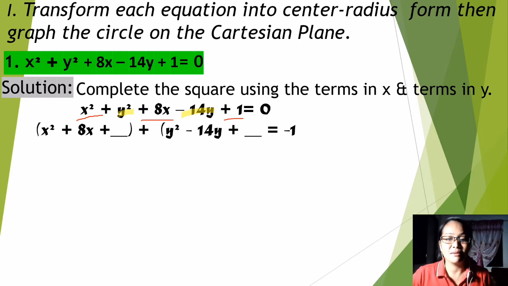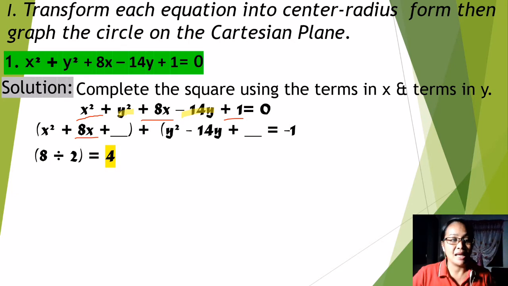Ano yung rules? First, kunin natin yung middle term divided by the number only, divided by 2, and then squared. So, meron tayong 8 dito, kaya 8 divided by 2 is equal to 4. And then yung 4, i-squared natin siya. So, 4 squared is equal to 16.